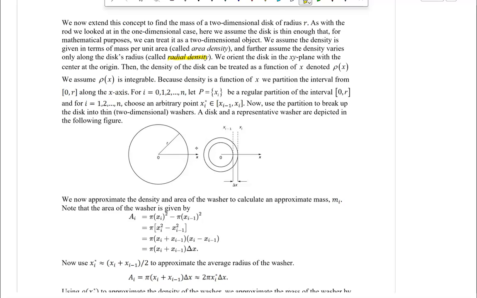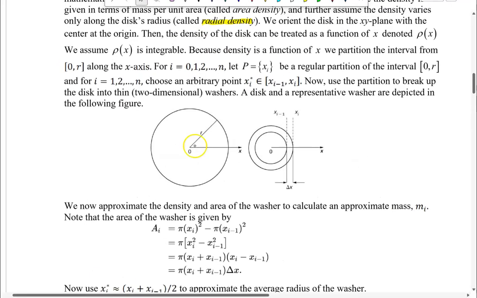So again, the density of the disk is going to be given to us as a function rho of x. And as I mentioned a moment ago, we're going to think of this as we move out along the x-axis, our density maybe increases or decreases or just changes with respect to changes in x. That means that for any given radius, like right here, the density on that circle would be constant. That's what they mean by radial density.